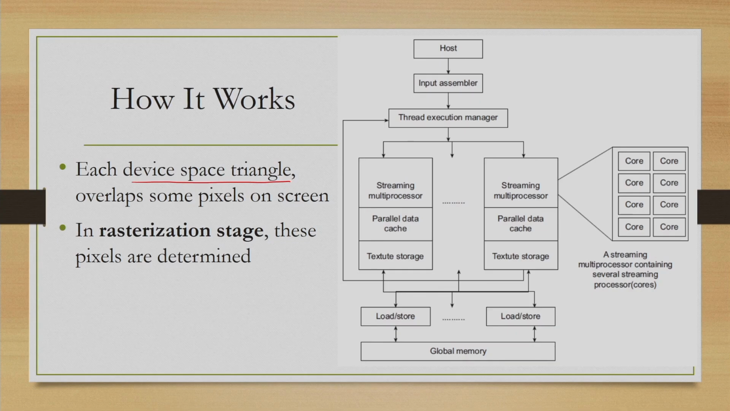And we now go for rasterization or scan conversion. So, here it may be noted that each device space triangle overlaps some pixels on the screen. That means, those pixels are part of the triangles. In the rasterization stage, these pixels are determined.